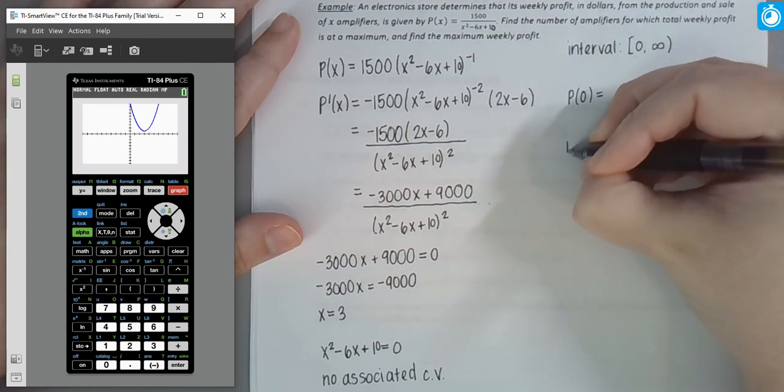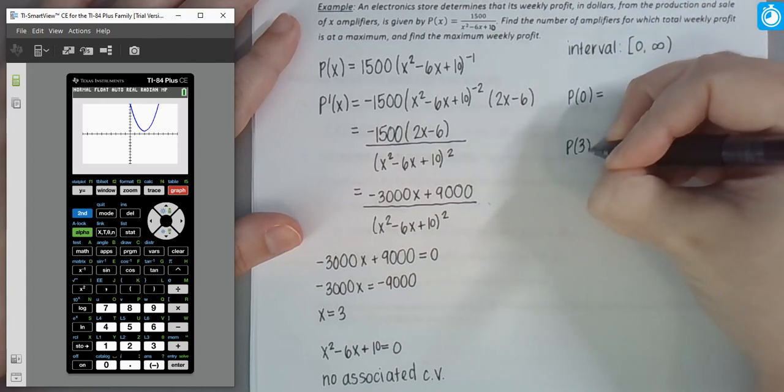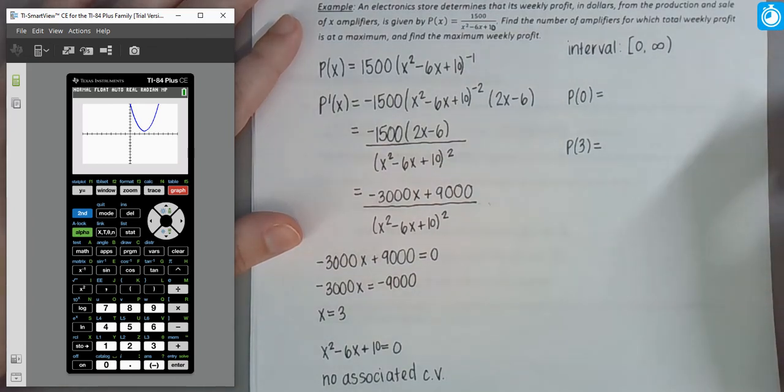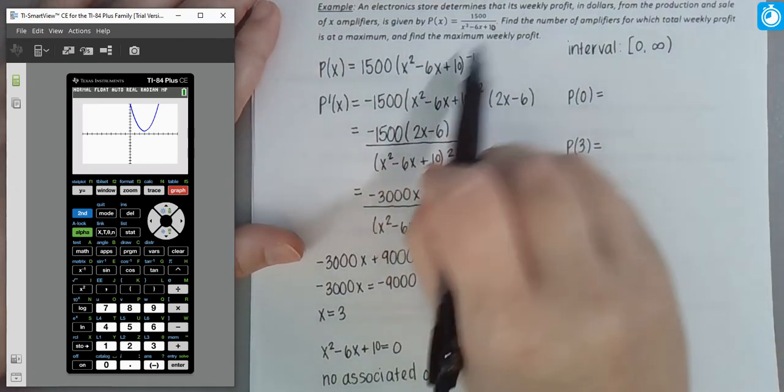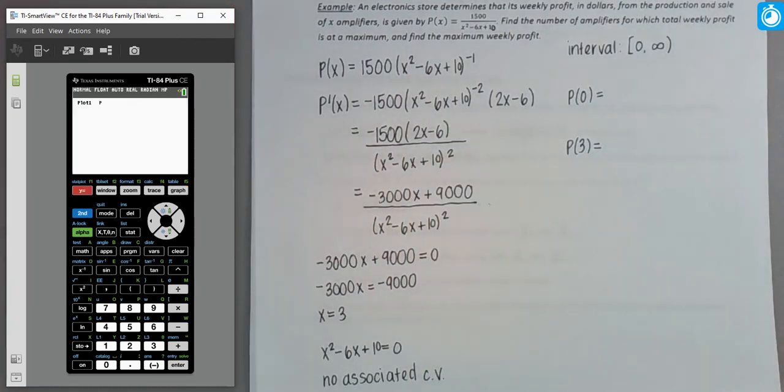And then we also want to look at the graph so that we can understand a little bit better about what's happening with this function. Where might we find a maximum? Where might we find something like that? So P of 0, well, let's type in our function so that we can evaluate it. Okay, so we have 1500 divided by, in parentheses, x squared minus 6x plus, not 1, but plus 10.